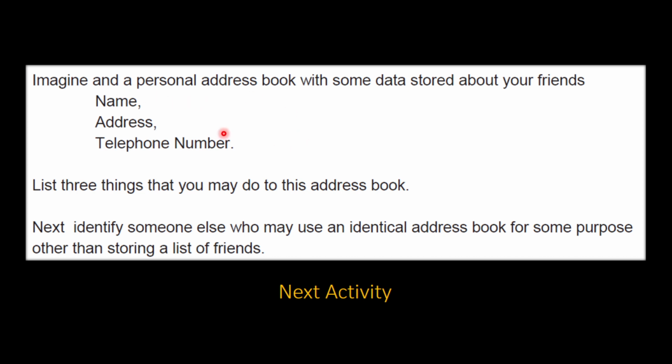Let's say we have some friend's name, address, and telephone number. Now what we are supposed to do is list three things that you might do with this address book. And the second objective is that you need to identify someone else who might use this identical address book, but not for the same purpose, like not for storing your friend's name and address, but for some other different purpose. We will take some 5 to 10 seconds and think about it.